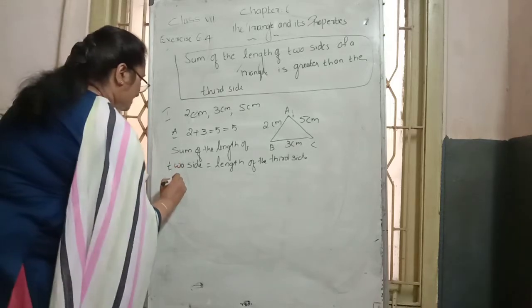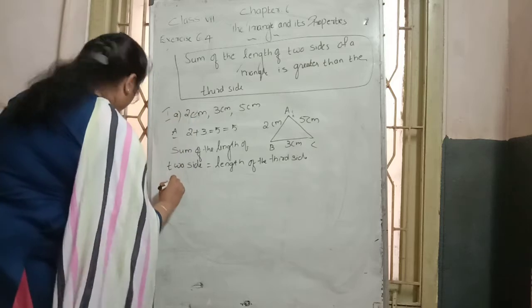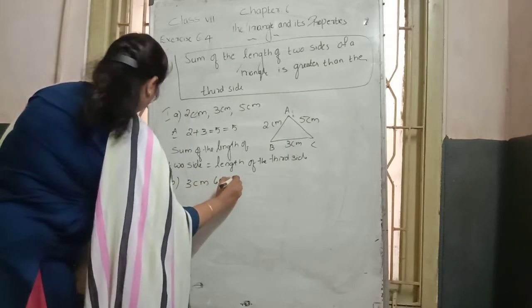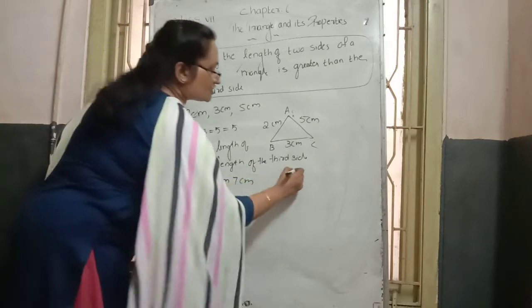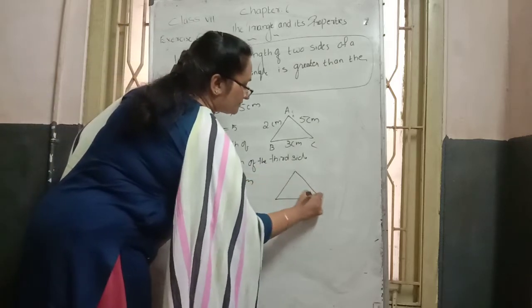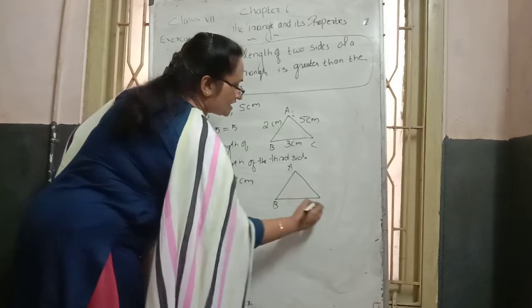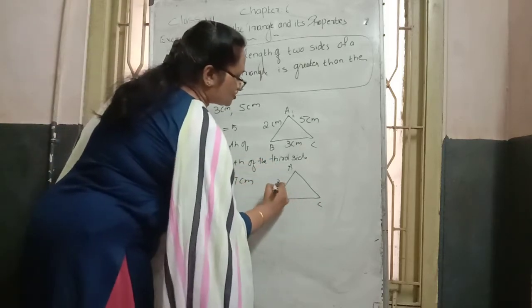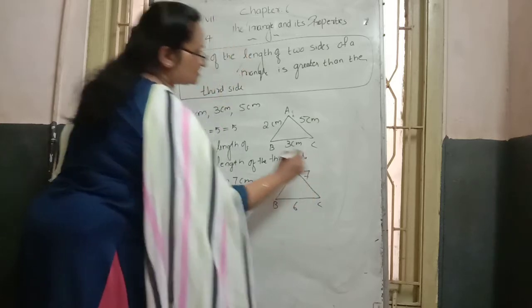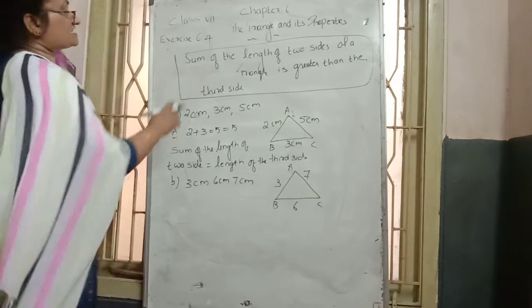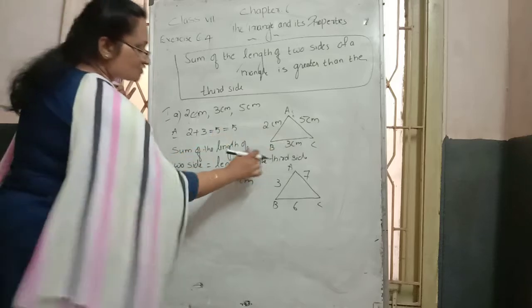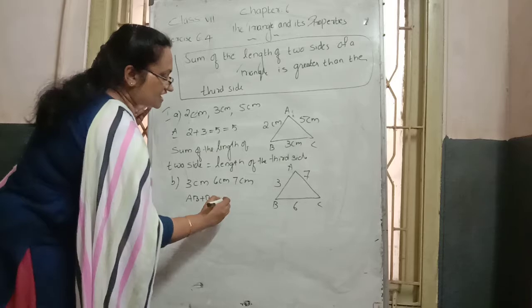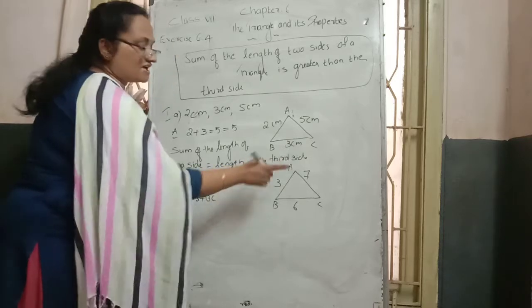Second question, the second measurement they gave: 3 centimeters, 6 centimeters and 7 centimeters. Here also we can draw a rough diagram. ABC is the triangle. Mark the measurements as 3 centimeters, 6 centimeters, 7 centimeters. The rule says the sum of any two sides. So we can add AB plus BC and check whether that is greater than the AC side or not.